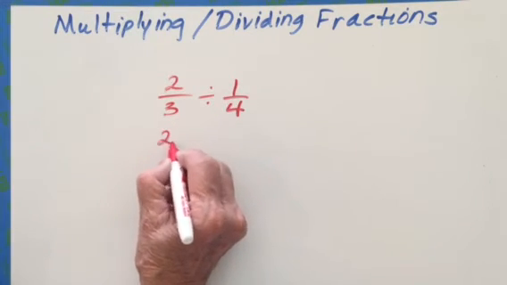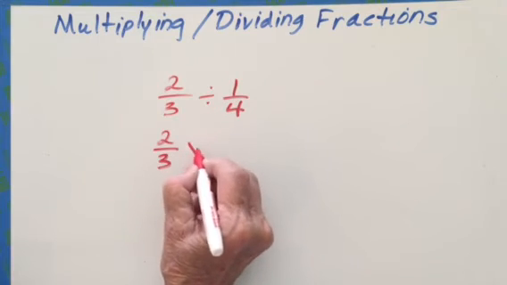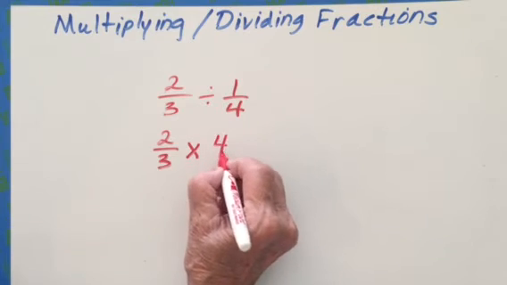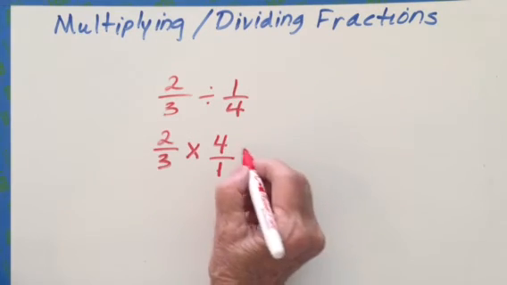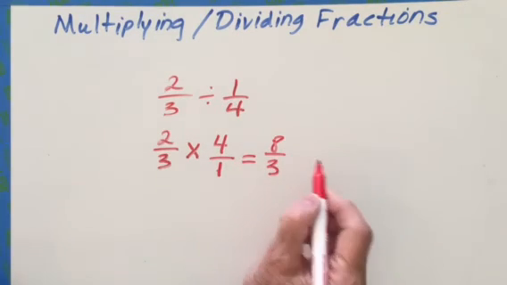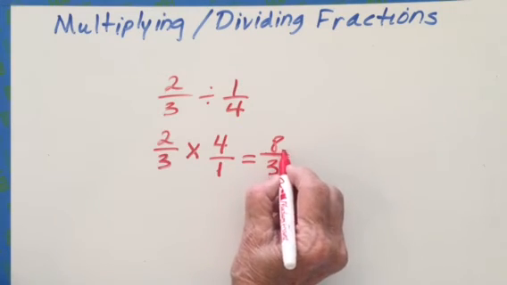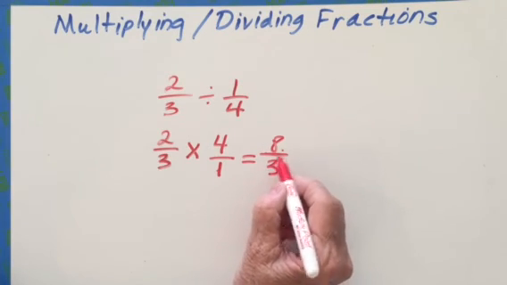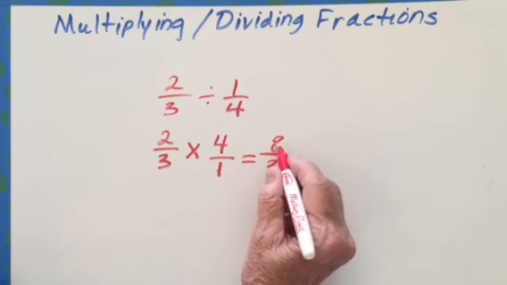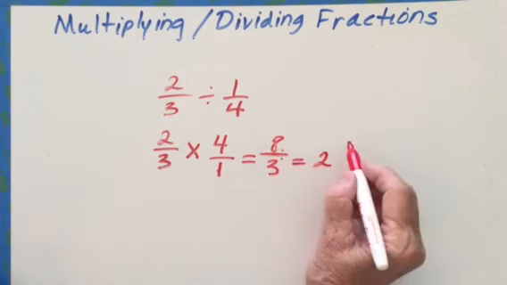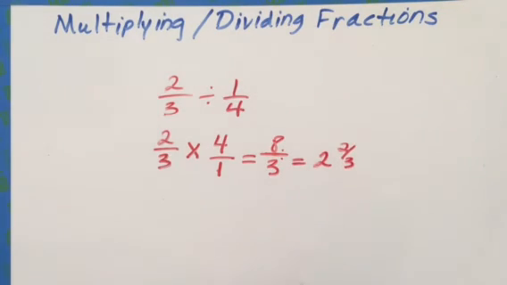So I'm going to say 2/3, and I'm going to switch it to times, and then I'm going to turn that into the reciprocal of 1/4, which is 4/1. And now I just multiply. 2 times 4 is 8. 3 times 1 is 3. Now, this is a division sign, guys. So when I see 8 divided, this is 8 divided by 3. So you can hit the calculator if you want to. 8 divided by 3 is 2 with the remainder of 2. So it's 2 2/3, or 2.667 repeated.